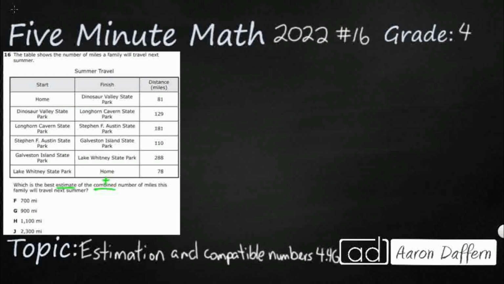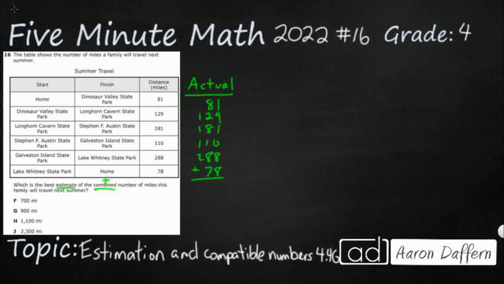let's do a few things, because when we see estimate, we just need to round. We don't need the actual, but they don't necessarily tell us how to round. So, all right. Let's go ahead and just see what the actual sum is going to be. 129, 181, 110, 288, 78. We can add all that up.